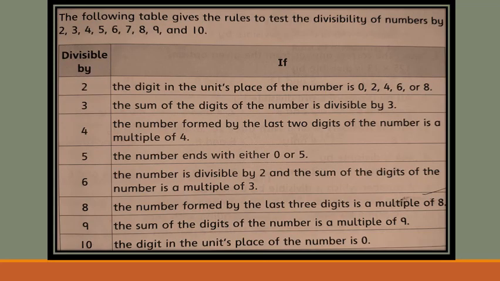The following table gives the rules to test the divisibility of numbers by 2, 3, 4, 5, 6, 8, 9 and 10, which I have already explained to you through examples in this lecture.